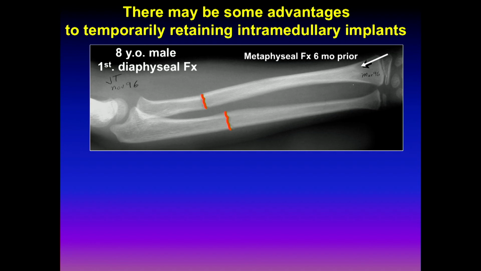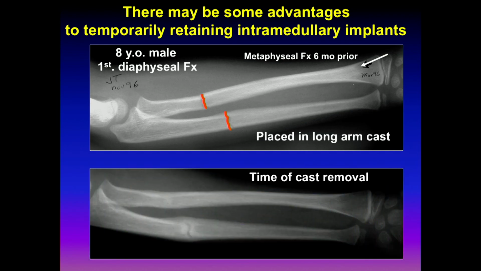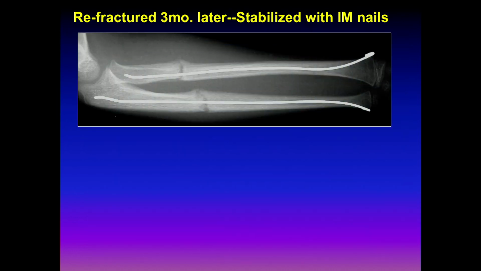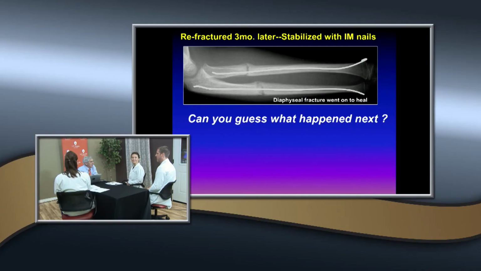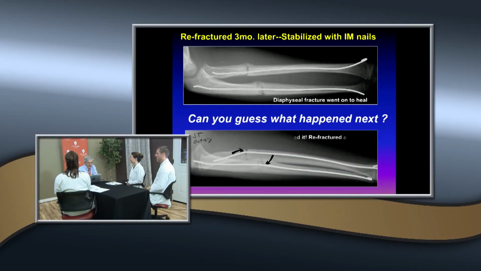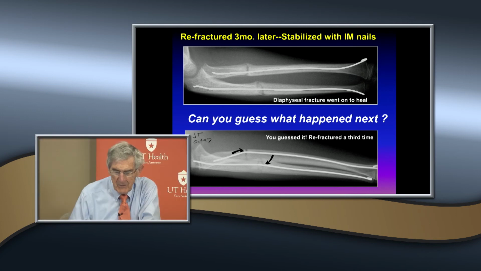And you can see he had a metaphyseal fracture 6 months prior. So he was placed in a long arm cast, and we removed the cast after the 8 weeks, and he refractured. So we went ahead and stabilized him with IM nails, and the diaphyseal fracture went on to heal. Guess what happened next? Fractured again? Yeah, that's right. Fell off a swing or the bicycle and fractured again a third time.